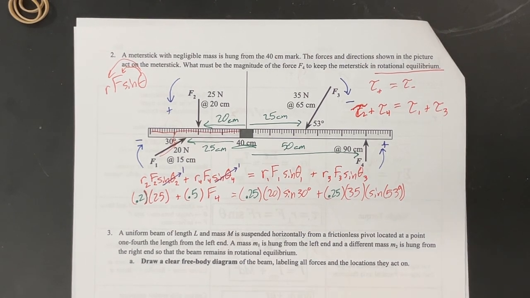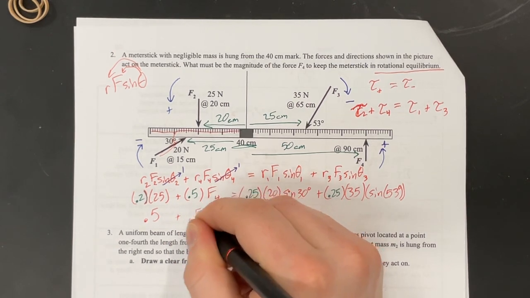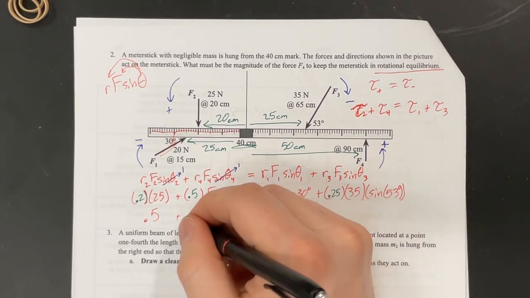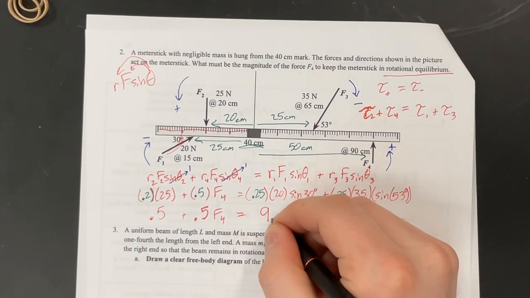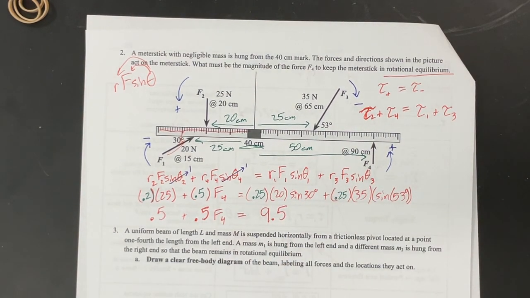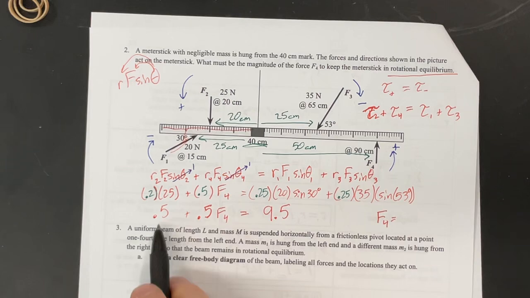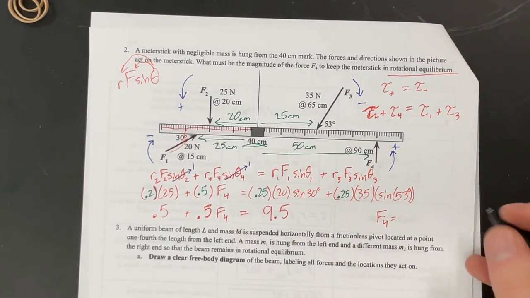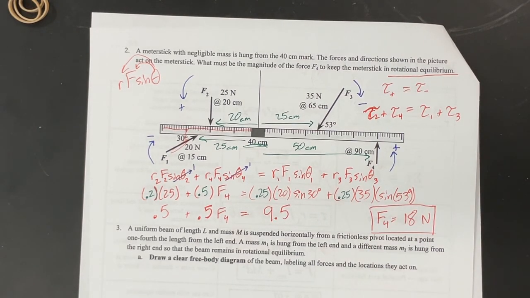So when I use my calculator, I'm going to get 0.5 plus 0.5 F4 equals, and then the whole right side on the calculator, 9.5. So then F4, let's subtract 0.5 from both sides, then divide by a half. I get 18. It's a force, newtons.